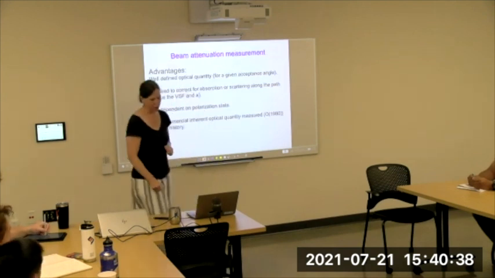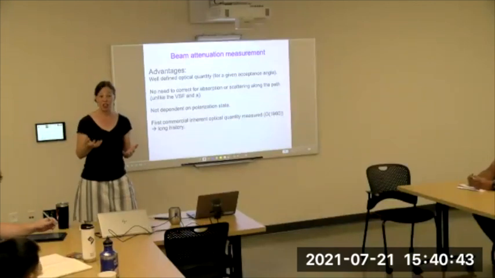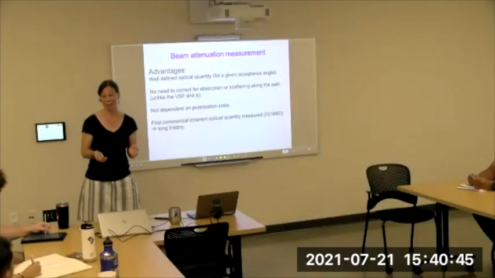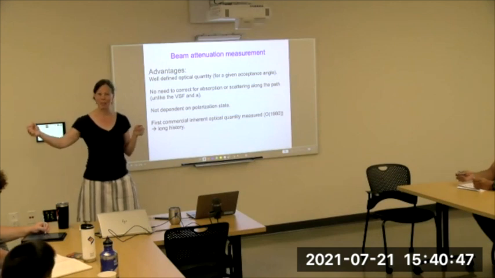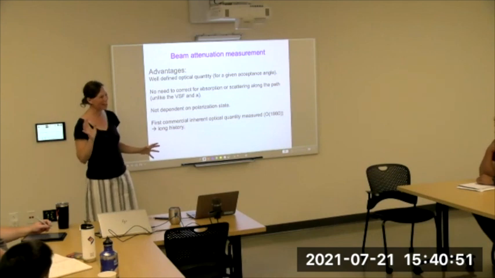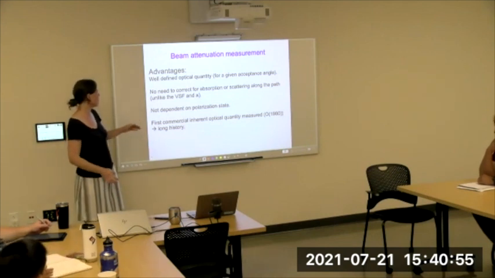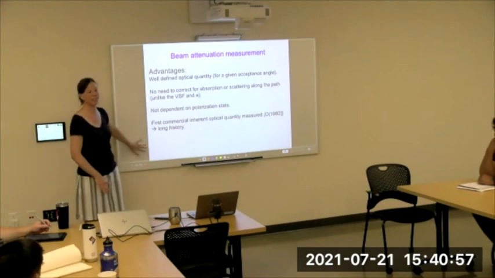All right. So the measurement of beam attenuation, in theory, should be pretty simple. Shoot a light through, see how much comes out the other side. We don't have to correct for absorption. We don't have to correct for scattering. A lot simpler than absorption and scattering measurements. But there are a few things to keep in mind.